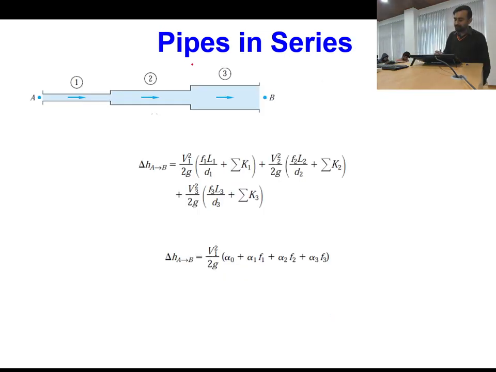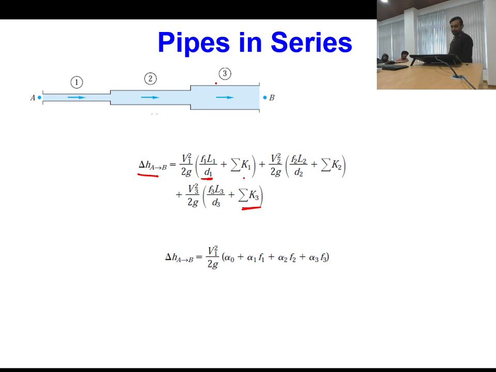Let's see. When you have pipes in series, if I have to calculate the head loss from point A to point B, I have to consider first V1 square by 2g into f1 L1 by D1. This is the frictional loss in the first pipe, plus summation of K1, so all minor losses associated with the first pipe. Then plus V2 square by 2g into f2 L2 by D2 plus summation of K2, where K2 is all minor losses connected to the second pipe, and similarly summation K3 is all minor losses connected to the third pipe.